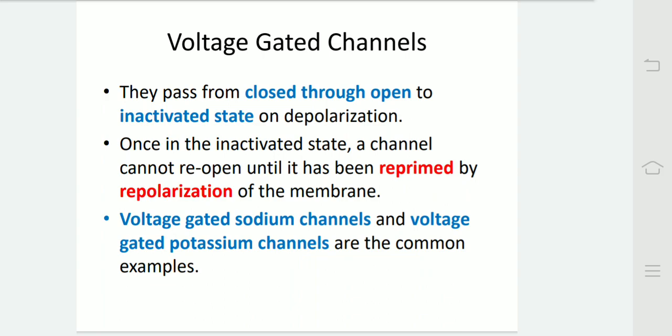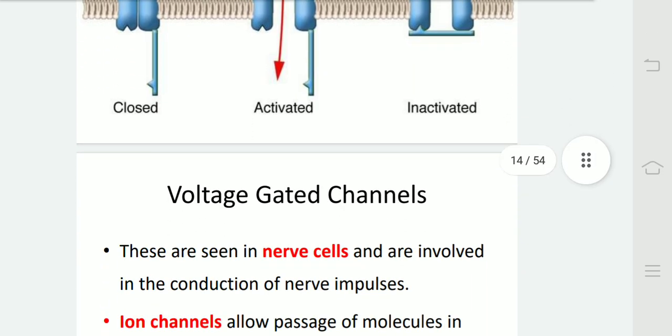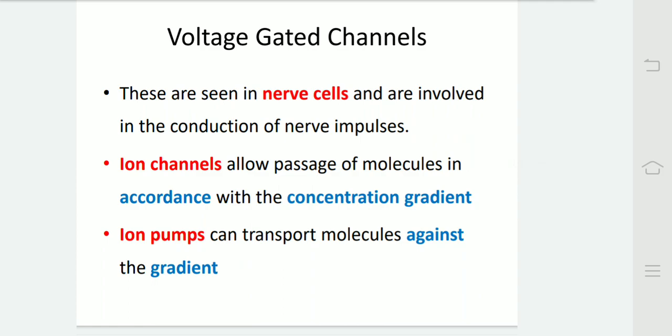The voltage gated sodium channels and voltage gated potassium channels are the common examples. In the diagram, we can see a voltage gated sodium channel. These are seen in nerve cells and are involved in conduction of nerve impulses. Ion channels allow passage of molecules in accordance with concentration gradient. Ion pumps can transport molecules against the gradient.